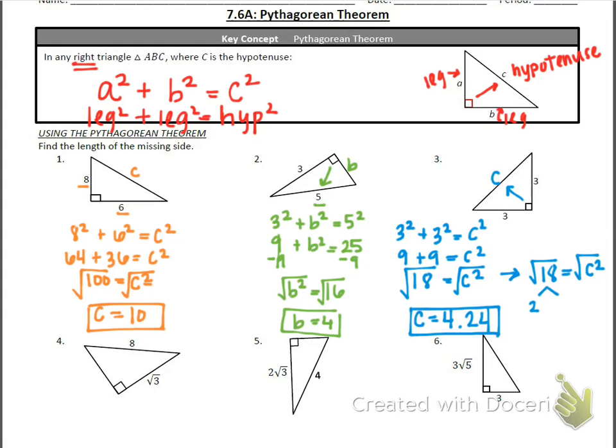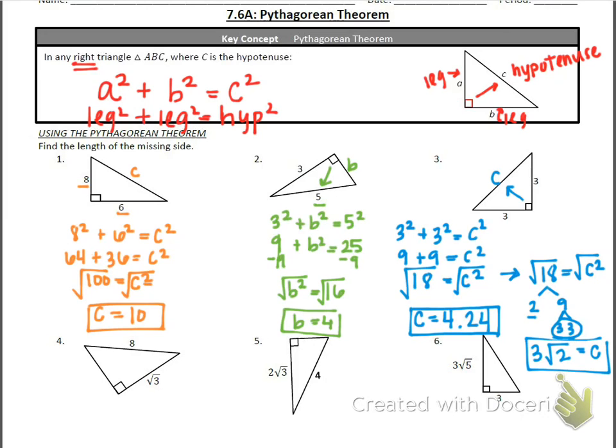2 times 9. Okay, and can 2 be broken down anymore? Can 9 be broken down anymore? Yes, 3 and 3. So the factors of 18 are 2, 3, and 3. Is everybody okay with that? Yes? Okay, do you see any pairs of numbers? 3 and 3. So if I am looking for pairs because I'm looking for a square root, I can pull that pair of 3's out of the square root. And it becomes a 3. Inside the square root, that 2 stays there because there are no pairs.